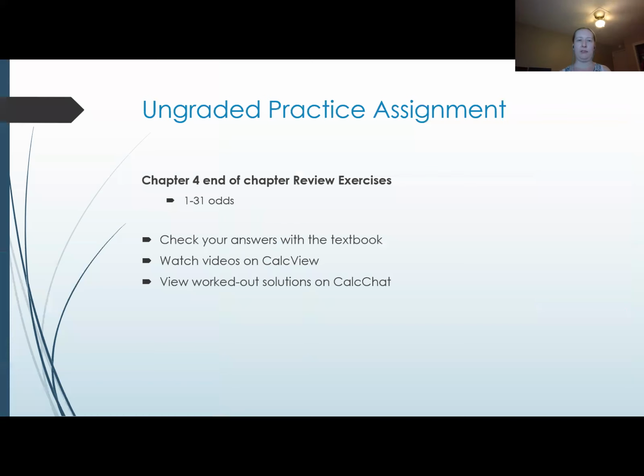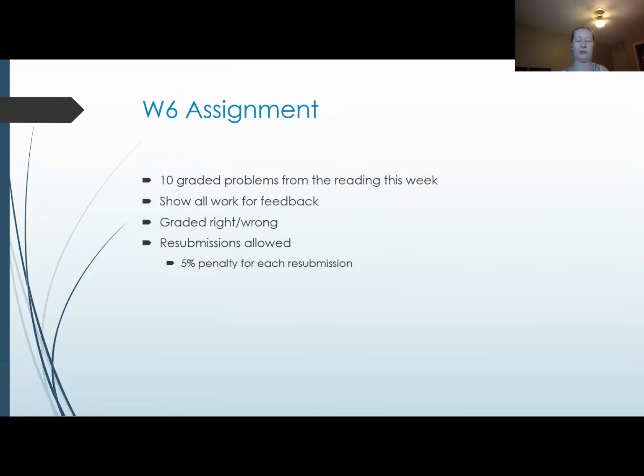So assignments. Your ungraded practice assignment is the end of chapter review exercises from chapter 4, just 1 through 31 odds, because the rest is on stuff that we are not going to cover. And then your assignment, this is probably one of the easiest assignments to do. Most people get most of the problems right on this. So you have 10 problems, show all work. Some of them don't require any work and you can just write down the answer. So if there's no work required, that's fine to just write down the answer. I do allow resubmission, so go ahead and do that if you want.